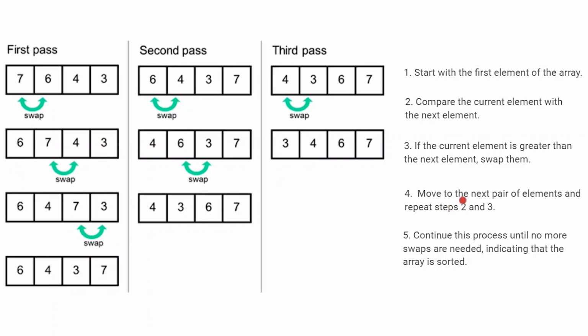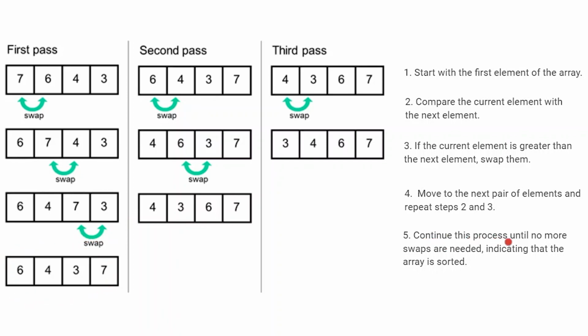In the fourth step, move to the next pair of elements and repeat steps 2 and 3. Now we need to compare 7 and 4. 7 is greater than 4, so we need to swap them. In this array, we need to do steps 2 and 3 again. 7 is greater than 3, so we need to swap them. Okay, finally we will get 6, 4, 3, 7.